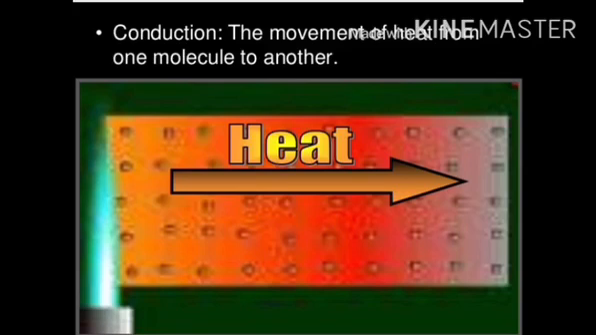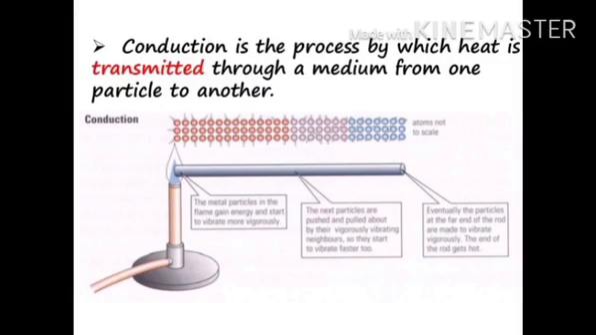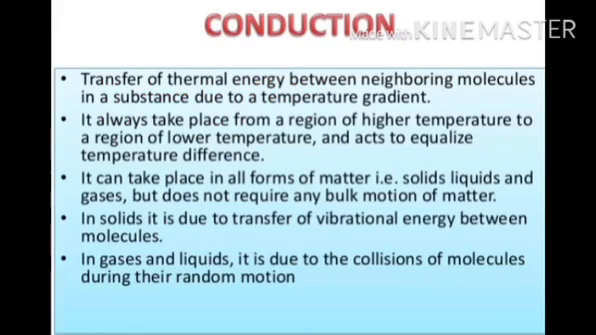This happens because the heat travels gradually from the hot end to the cold end of the metallic strip, the wax melts and the nails fall down. Now see in the above picture, the heat is transferred from one end to the other end. So conduction is the process by which heat is transmitted through a medium from one particle to another.